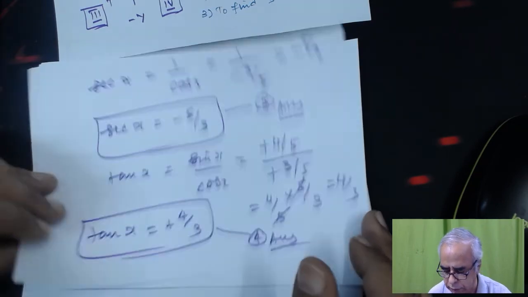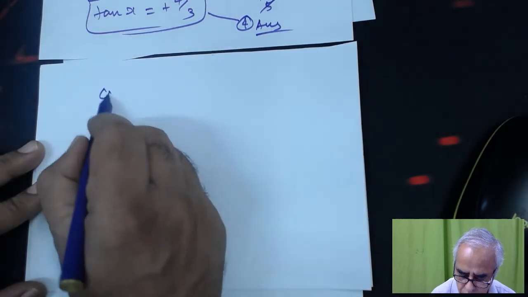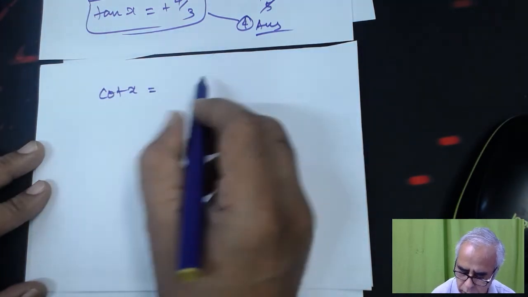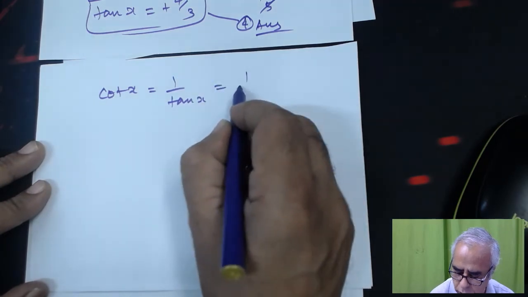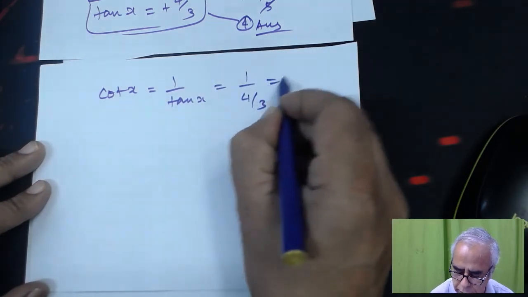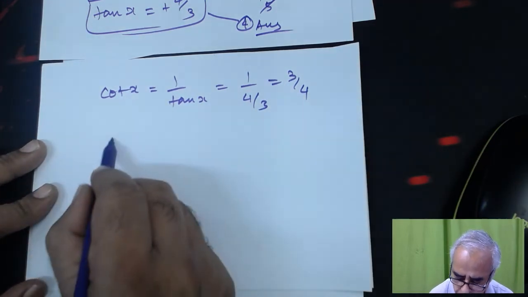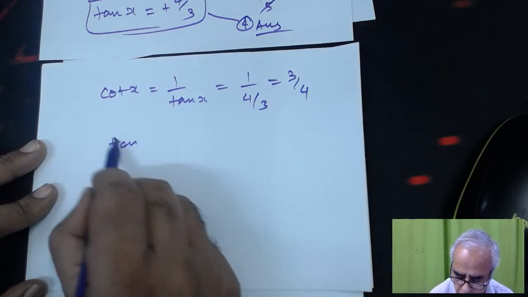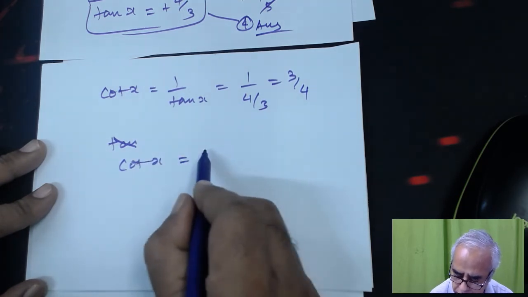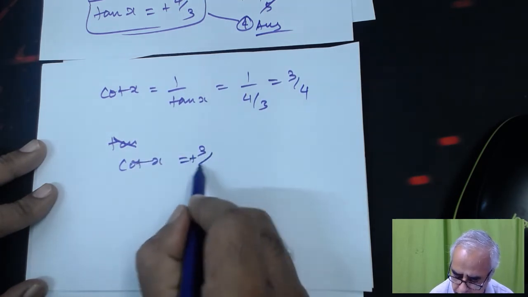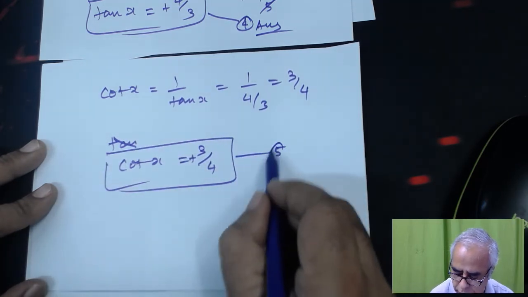And we know very easily that the reciprocal of tan x is cot x. So cot x is equal to 1 by tan x. So 1 by 4 by 3 means 3 by 4. We have to consider the positive value here. So cot x is equal to plus 3 by 4. Okay. So this is the fifth answer.